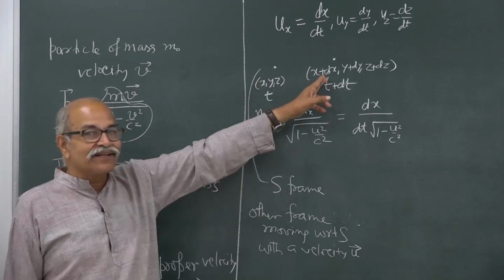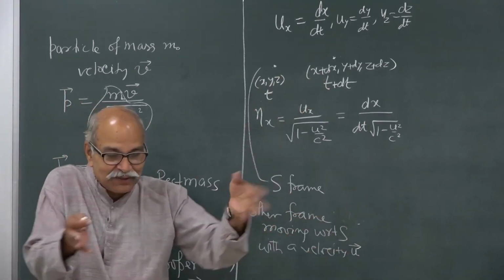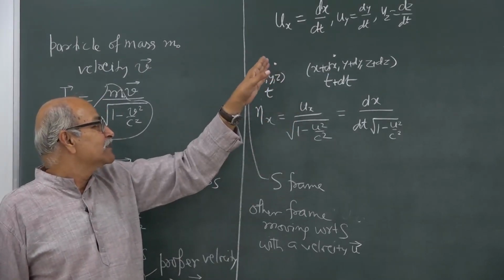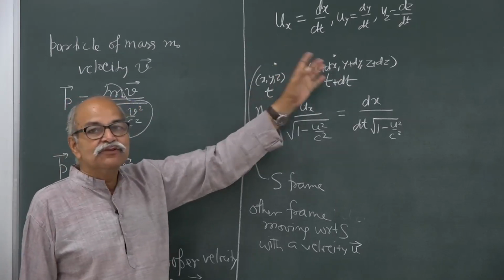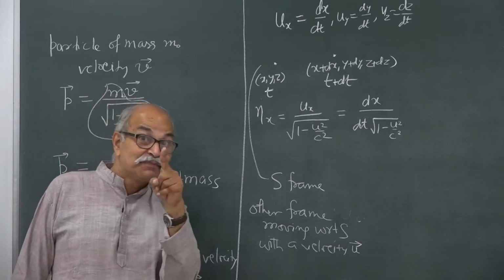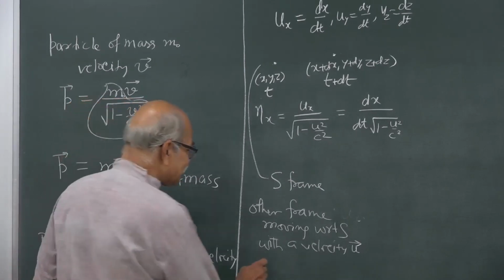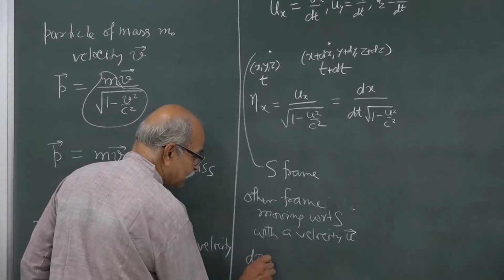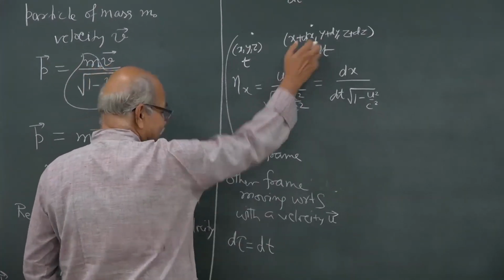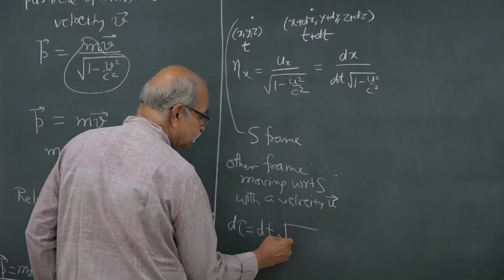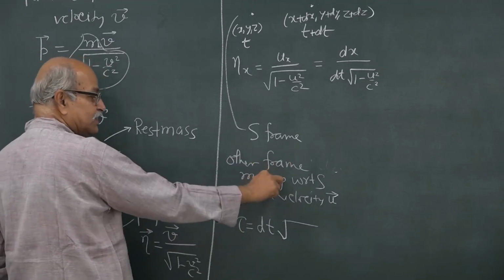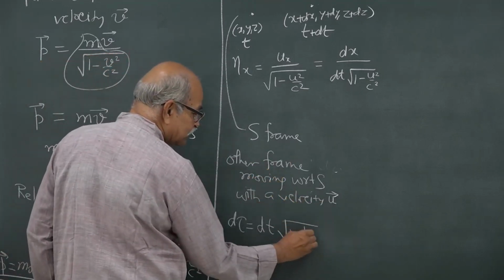Locally at that instant I have gone to the particle frame, and in that frame the particle is at rest. The two events still occur, but all the other clocks are moving, and at the same position of the particle I am measuring the time interval between these two events. That will be the proper time interval, and the proper time interval d tau will be shortest, remember. So, in this frame it is dt times square root of 1 minus u square by c square.